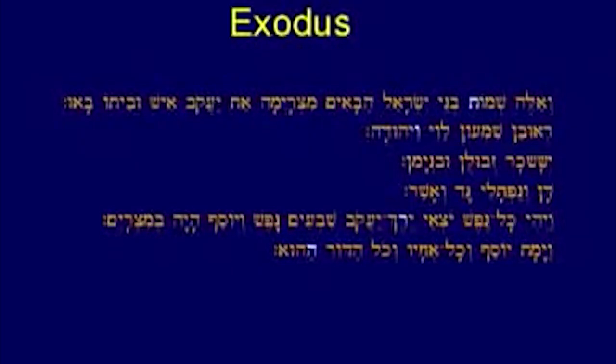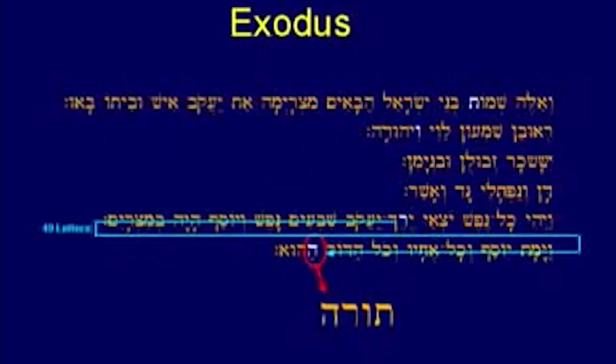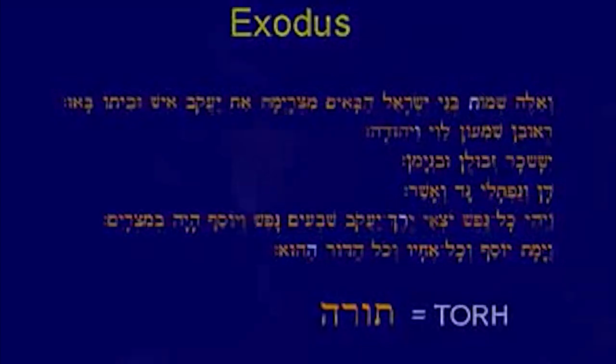Except what happens is when you go to the book of Exodus, you go to the first Tau, count 49 letters, you get a Vav. 49 letters, you get a Resh. 49 letters, and you get a He. Same thing happens. What's the probability of that? Whatever the first probability is, it's that squared. Okay? So it's very unlikely.